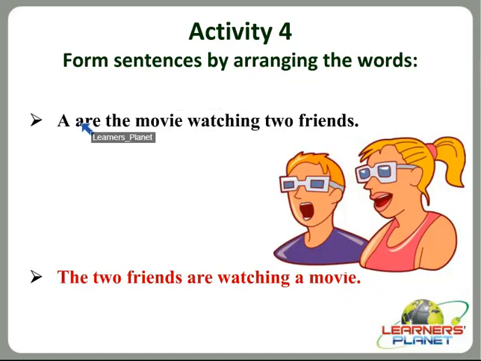Are, the, movie, watching, two, friends. So it has to start with two friends. The two friends are watching a movie. Okay students, let's go to the next slide.